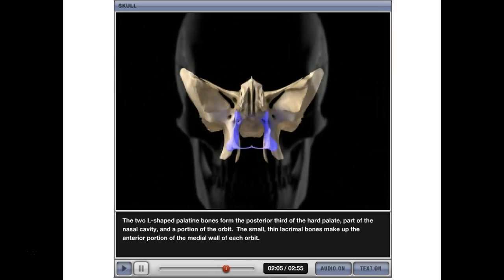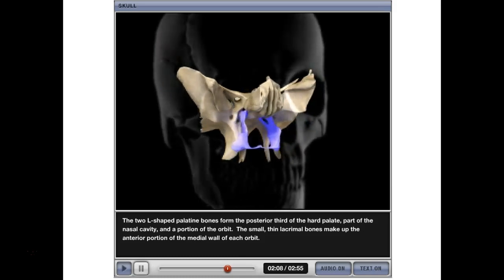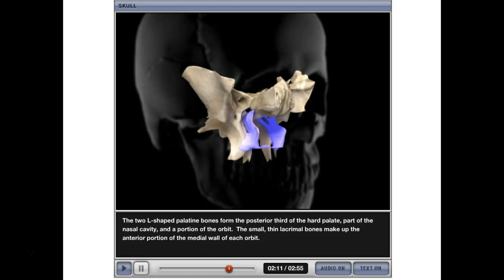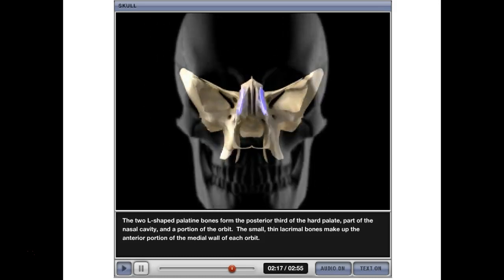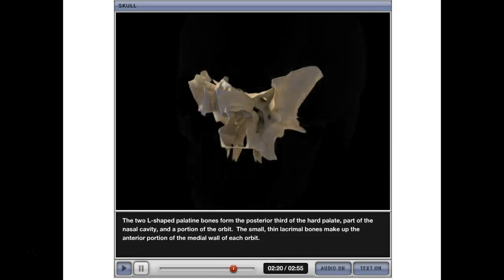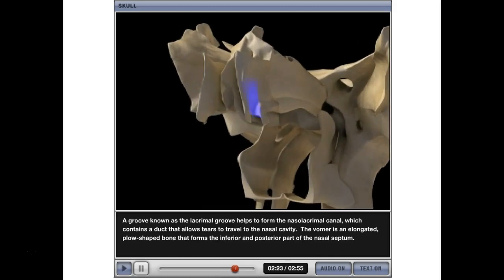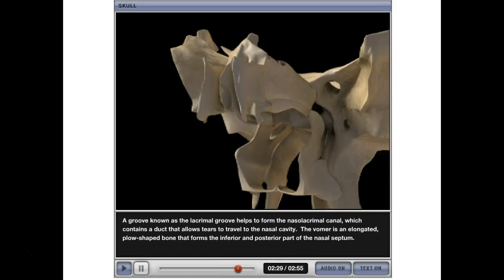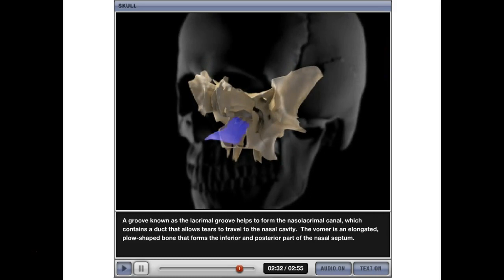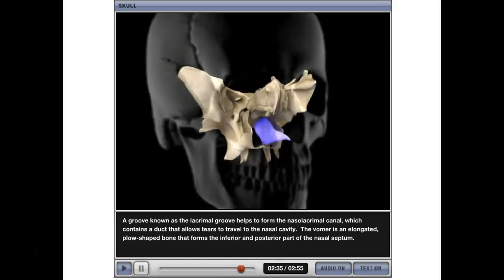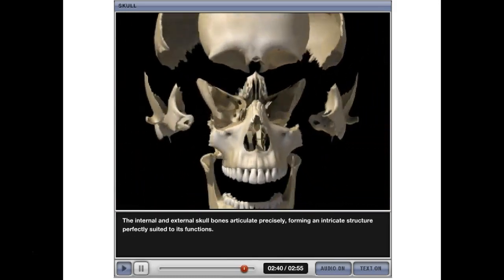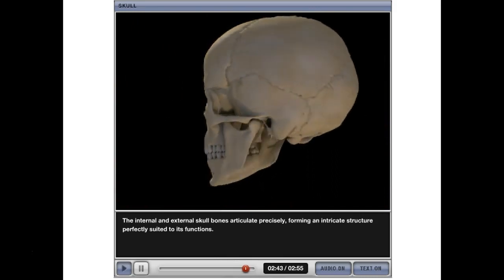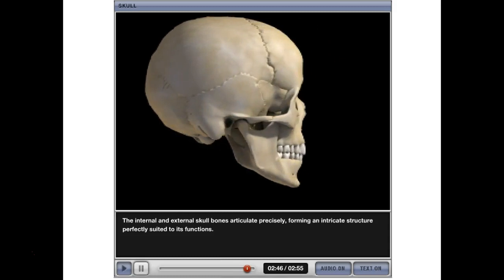The two L-shaped palatine bones form the posterior third of the hard palate, part of the nasal cavity, and a portion of the orbit. The small, thin lacrimal bones make up the anterior portion of the medial wall of each orbit. A groove known as the lacrimal groove helps to form the nasolacrimal canal, which contains a duct that allows tears to travel to the nasal cavity. The vomer is an elongated, plow-shaped bone that forms the inferior and posterior part of the nasal septum. The internal and external skull bones articulate precisely, forming an intricate structure perfectly suited to its functions.